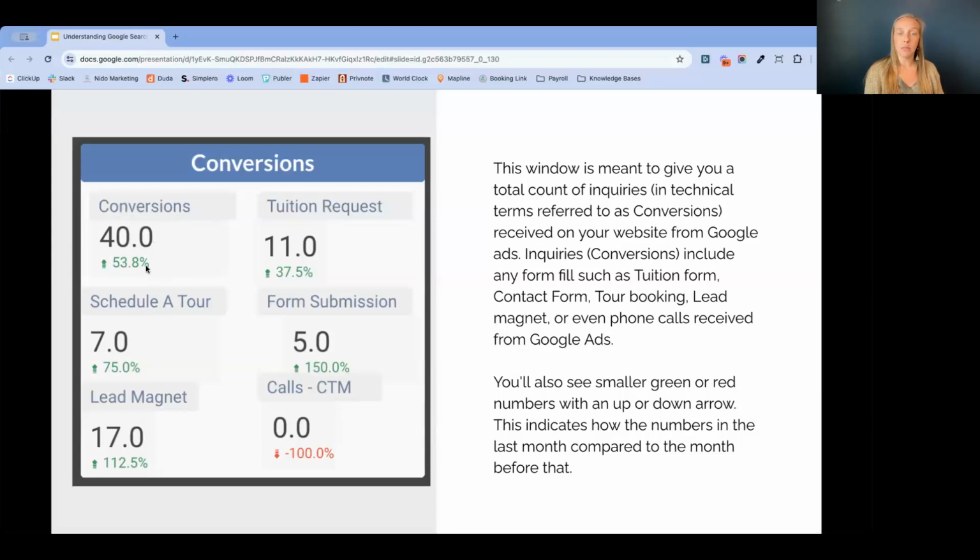You'll see a smaller green number underneath some of these, and this indicates last month compared to this month. So from January to February, this school has been up 53% in their conversions. That's pretty good. And then this breaks down further where all those conversions came from. They had 11 tuition requests, 7 tours, 5 form submissions, which is probably a contact form, 17 lead magnet downloads, and no calls. So you'll see it breaks down where these 40 conversions come from.